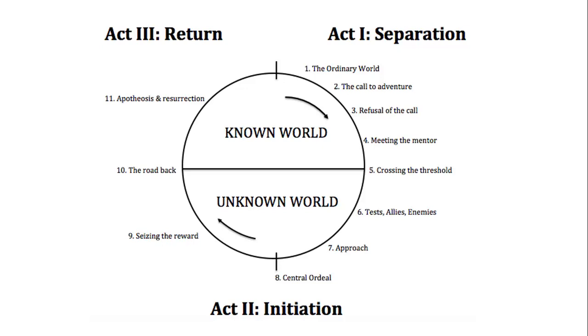So you can see it starts up at the top where 12 o'clock would be if it's a clock face, with number 1, the ordinary world, and the big bold letters, Act 1, Act 2, Act 3, showing the big overarching scale of separation, initiation, and then return. So we're going to go around the circle one at a time and talk about what the major themes are for each step.